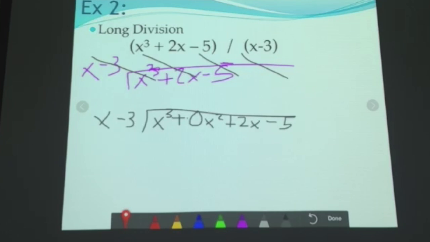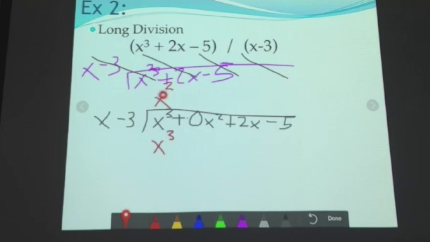Now I can start my problem. If you forgot that step, as you go through your long division, you're going to see what's going to happen in just a minute. There will be a place for you to catch yourself. So let's ask ourselves, x times what will give me x to the 3rd? So x times x squared. x times x squared is x to the 3rd.